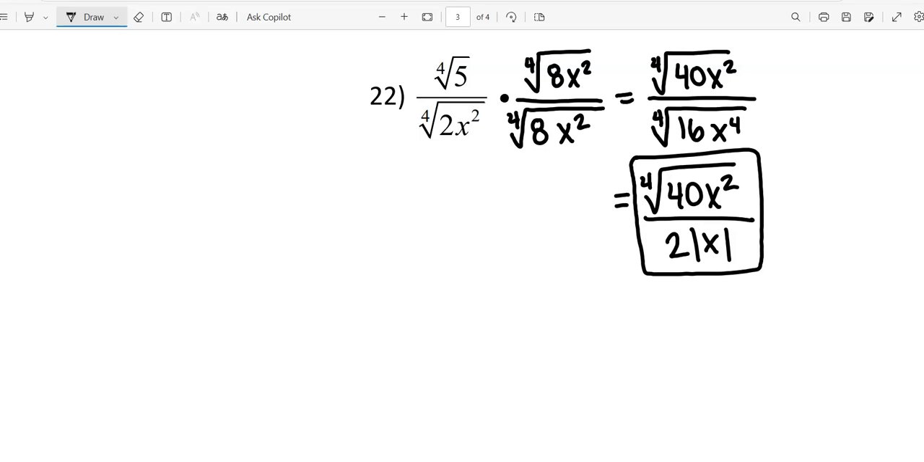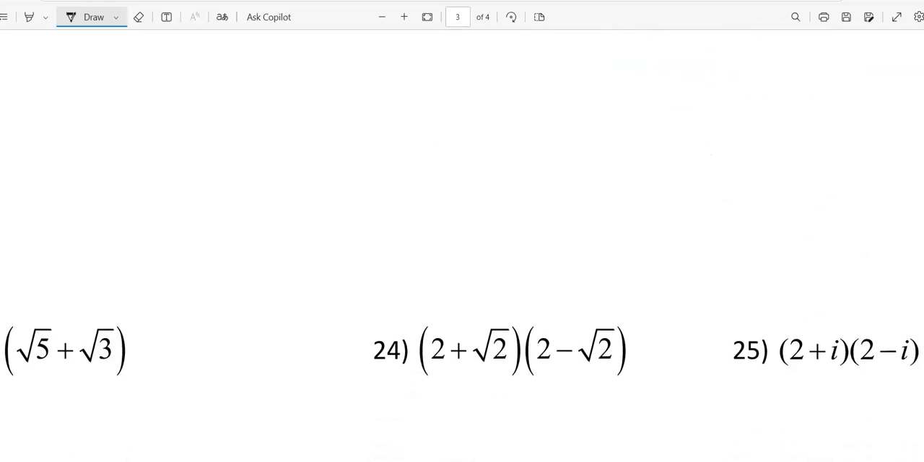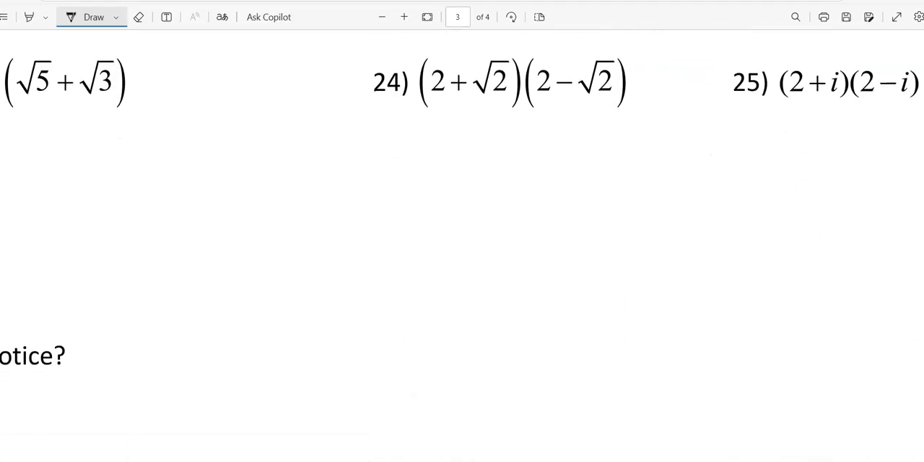Pretty good. So you'll have to rationalize denominators on tonight's homework 5.2, and then you'll also have to multiply binomials on your homework tonight. I think this is the last even on the page, right?